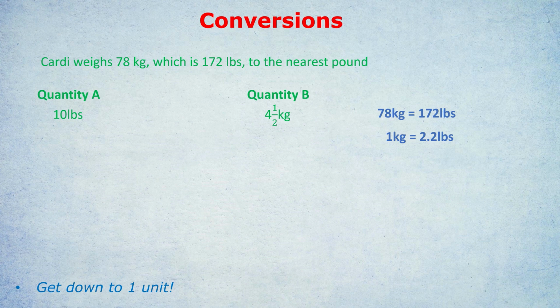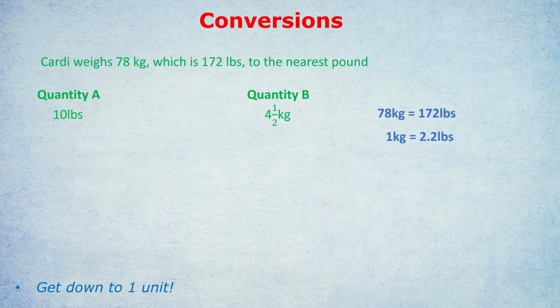So just to repeat, write out the equation, in this case 78 kilograms equals 172 pounds, and then as your top priority, divide so you can find out what 1 unit is equal to. Now we know what 1 unit is equal to, it's not hard to scale that up to the required number of units. For example here, 1 kilogram isn't quite what they're asking.